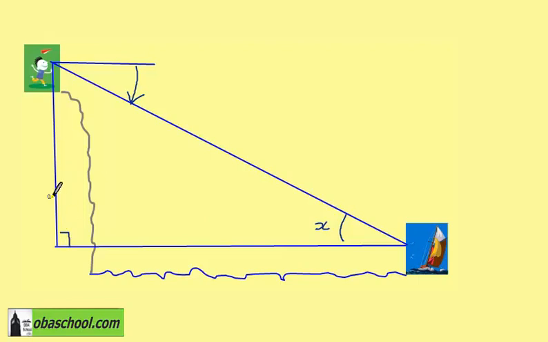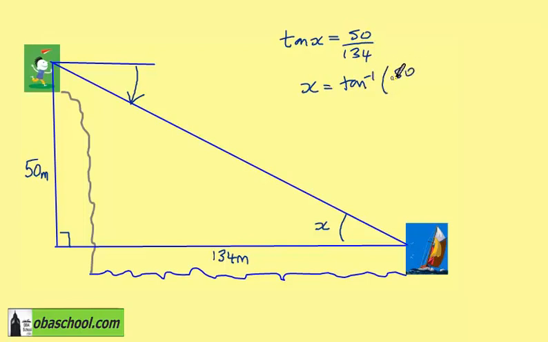Now let's just suppose for this example that the cliff is 50 meters high and the yacht is 134 meters outwards from the cliff. Then the tangent of x is equal to the opposite divided by the adjacent. So x is the inverse tangent of 50 over 134, and that gives us 20.46 degrees.